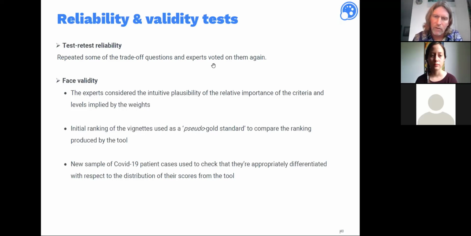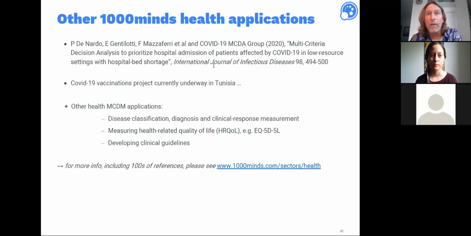These things have to work, and people have to have confidence. I haven't got time to go through these, but of course, that's obviously very, very important in the health sector.